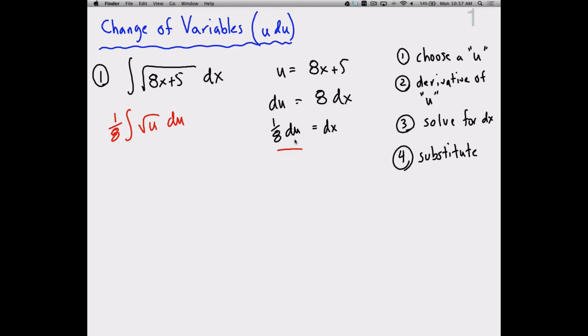Now I do the work. I take the antiderivative of the square root of u. Go ahead, I'll wait. Quick refresher for you here. Square root of u. In other words, do this.